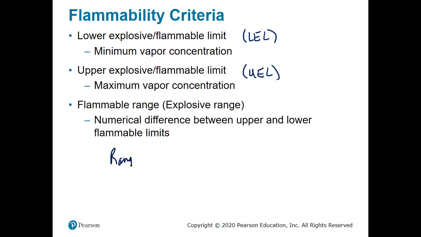Our range can be calculated by taking the UEL and subtracting from it the LEL. And again, this would be a percent value. So let's say that the UEL is 23% and the LEL is 16%. Well, 23 minus 16, that would be 7%. It would have a flammability range of 7%. So we just take those two values and subtract them from each other.